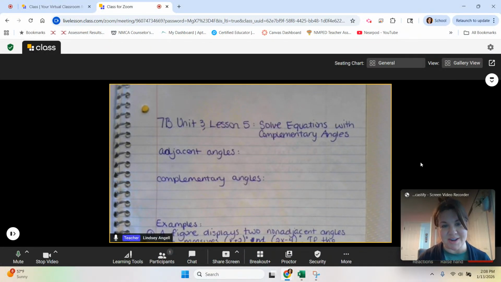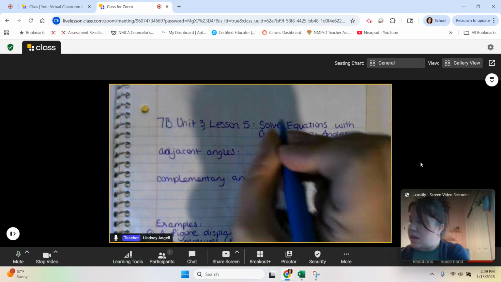Hello, 7th graders. All right, so we have made it to Unit 3, Lesson 5, Solve Equations with Complementary Angles. First off, there's two major things that we've learned about over the last few lessons, which are adjacent angles and complementary angles. So let's just go over a reminder of what these are.